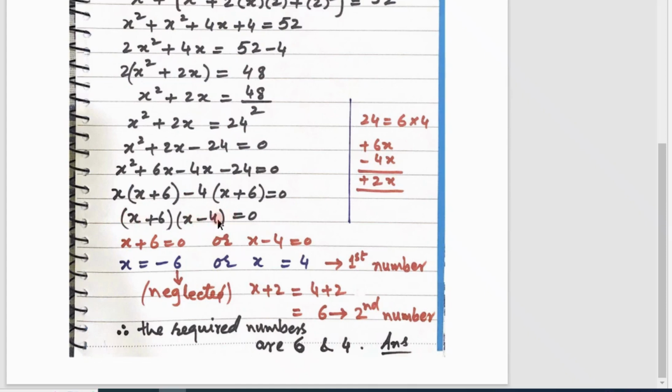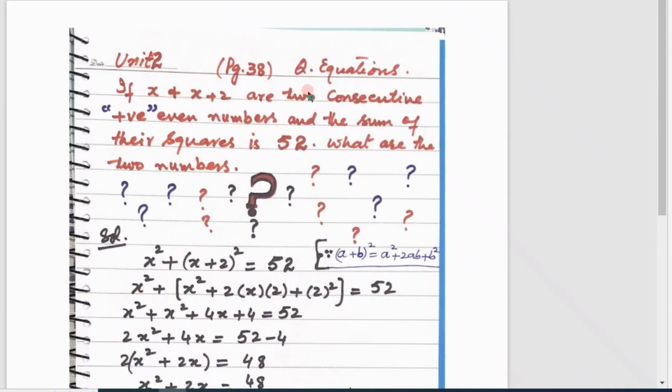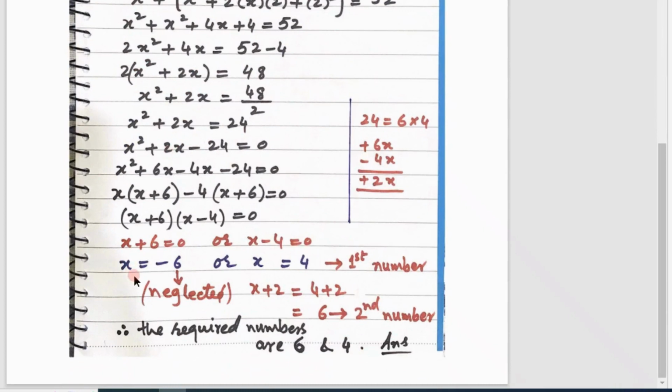These are two factors. Whenever we have these factors equal to 0, it means either this factor is equal to 0 or this factor is equal to 0. So we will put them to find out the number. Either x plus 6 is equal to 0 or x minus 4 is equal to 0. Plus 6 will be shifted towards the right side, will become minus 6. X is equal to minus 6. Coming to the question again, as I have told you, these are two consecutive positive even numbers. X and x plus 2 are positive even numbers. So whatever the number is, if it is negative, we will neglect it. So we will write down neglected.